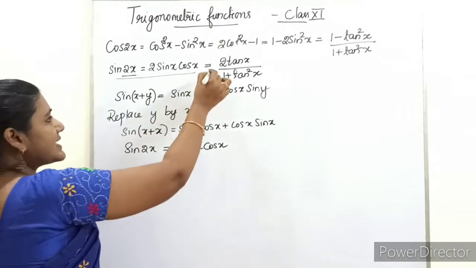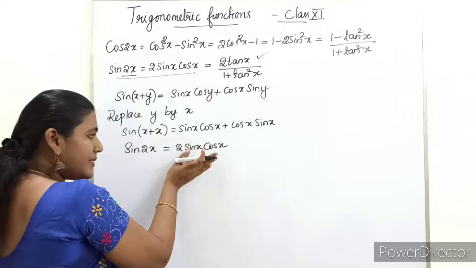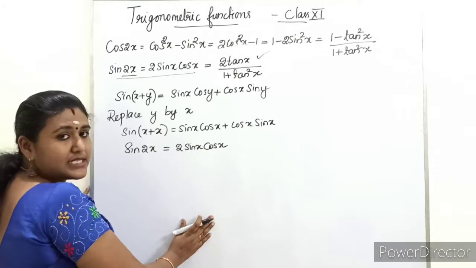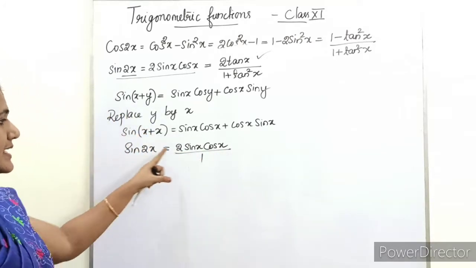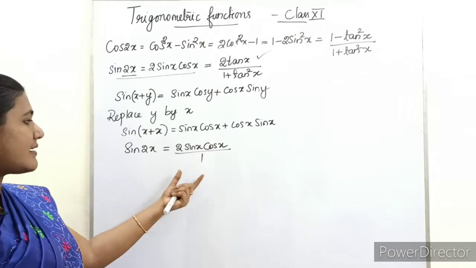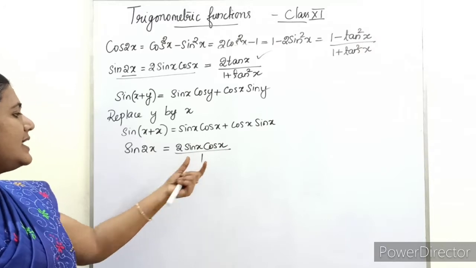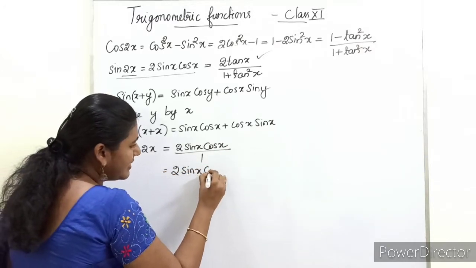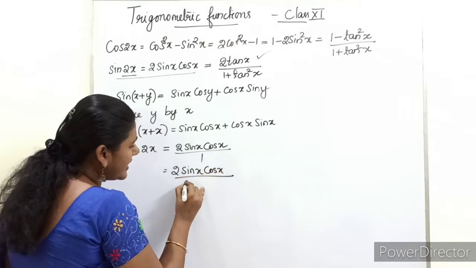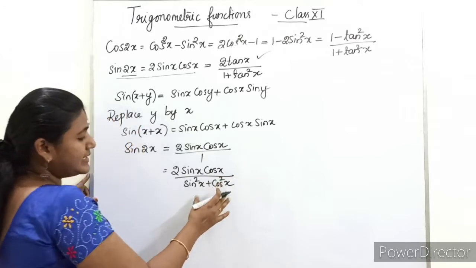Now we will see the next formula, how to derive the second formula we will see now. From this equation, from this identity we will continue. Here we can write 2 sin x cos x we have, that we can write as 2 sin x cos x divided by 1. Again in the place of 1 we can write the identity, you know the identity sin square x plus cos square x is equal to 1. This identity we will use.